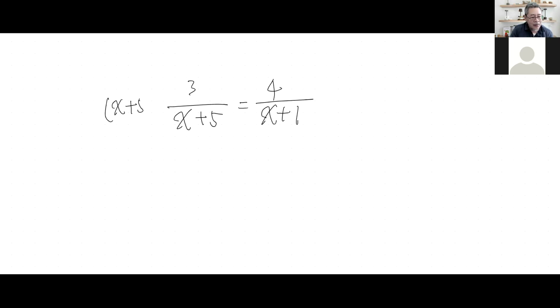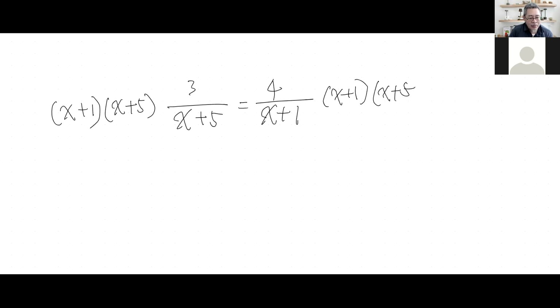So one of the things we learned, for example, we got (3x plus 5) over (x plus 1) equals (4x plus 1) over (x plus 5). So what we did is we're going to multiply the denominators, so that way we turn that into a linear equation. We multiply the same on both sides.